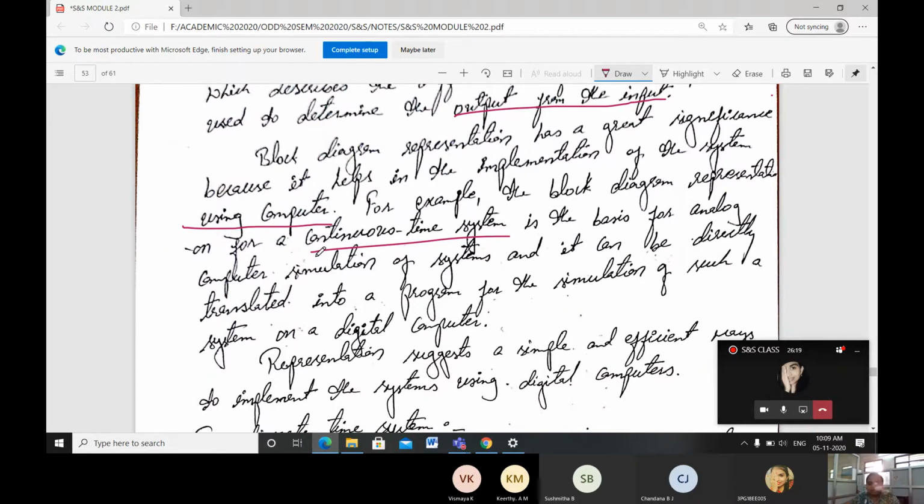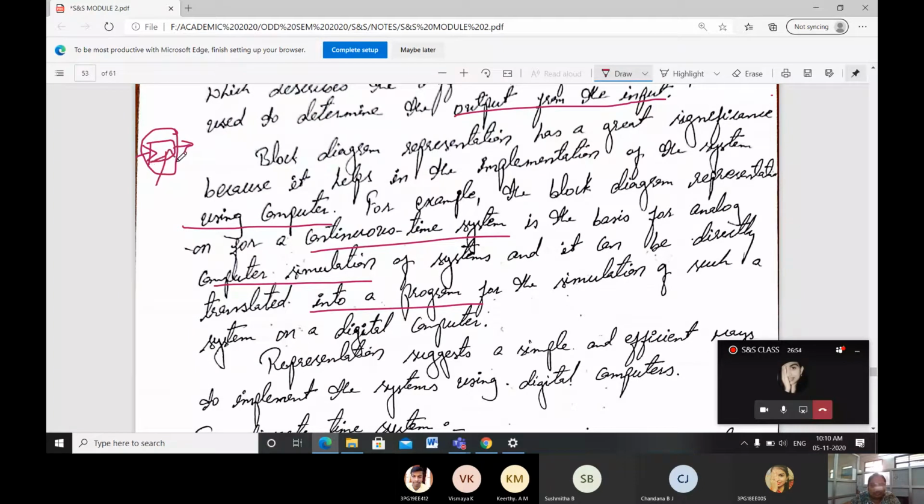In such applications, the continuous time system is the basis for an analog computer simulation of the systems, and it can be directly translated into programs. This is one example. Or else, in MATLAB versions, you just give a block, give the input, and from the input you get the output, the operation going on inside, right?